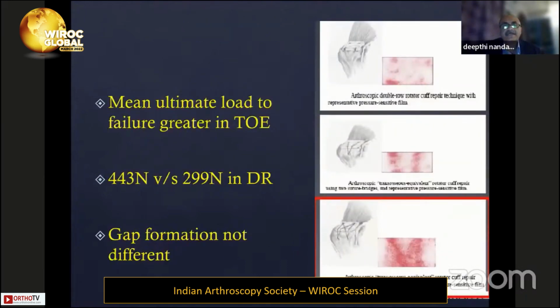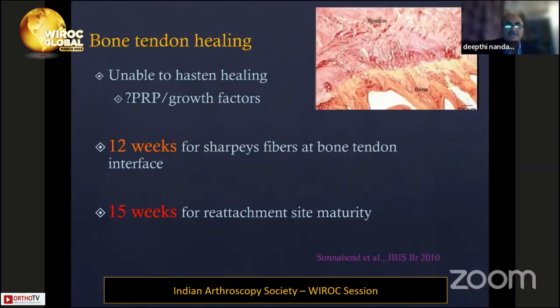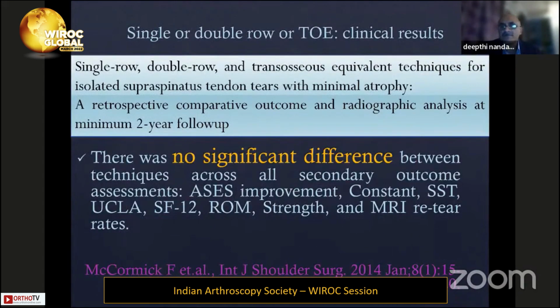If you look at the biomechanical studies, they have shown that double row is much stronger, and TOE is the best for getting the best strength. But if you look at isolated rotator cuff tears, like the supraspinatus, there was no difference in outcome in what type of repair you use. So for single small 1 centimeter cuff tears, you can use a single row anchor as well.